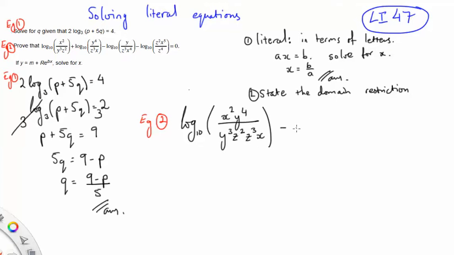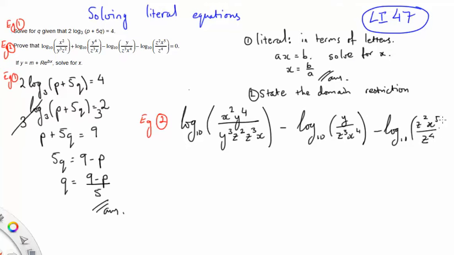And we've still got this minus log base 10 of y to the z cubed x to the 4 minus log base 10 z squared x to the 5 on z to the 4. Okay. Now what we can do here, this minus here, means we can divide the contents of our two logarithms because they're the same base once again.